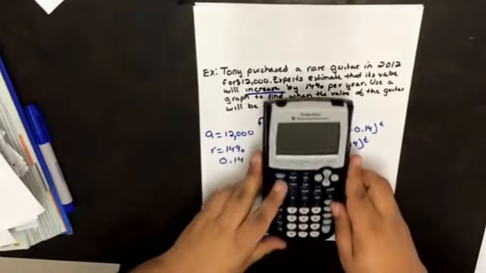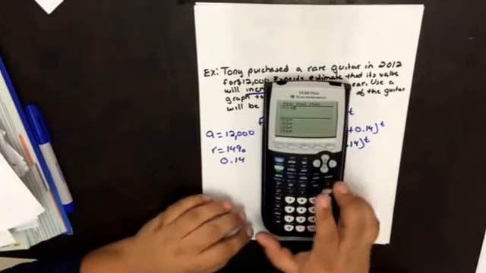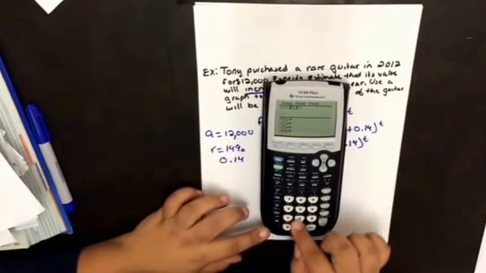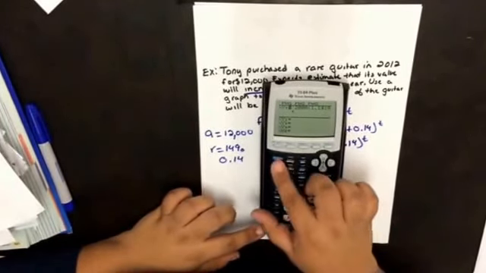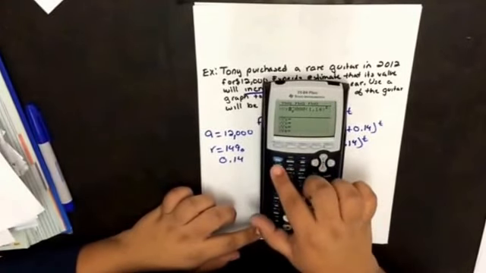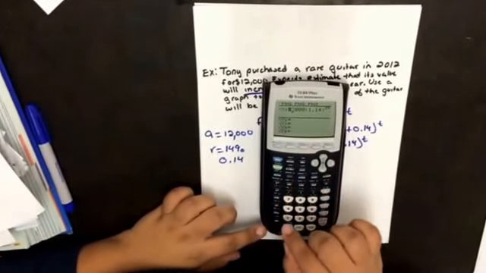Okay, so I'm going to plug in my function. 12,000 times 1.14 to the x.